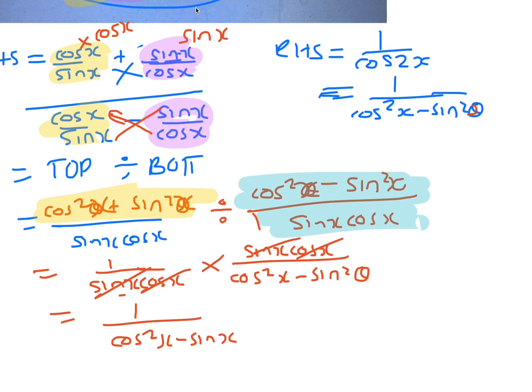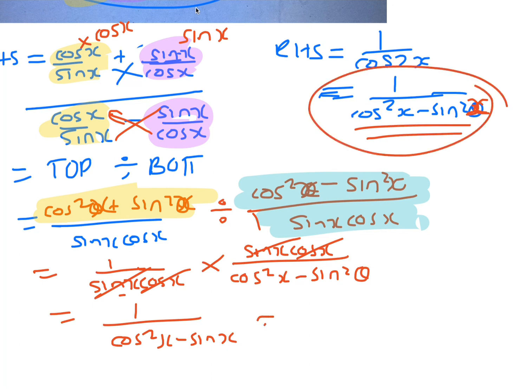And on the left-hand side, that should be an x. On the right-hand side, you have the same thing. So the left-hand side equals the right-hand side, proven.